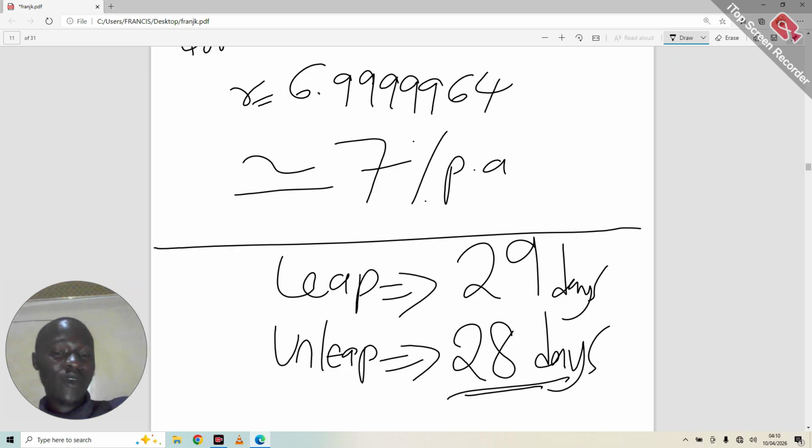So make sure you have those, because at some point there are some questions you'll come across where you will be dealing with the number of days, but not months. All the questions we've done, we've been dealing with months, just counting the number of months. But there are some questions where you'll have to count the number of days. So you must have this.